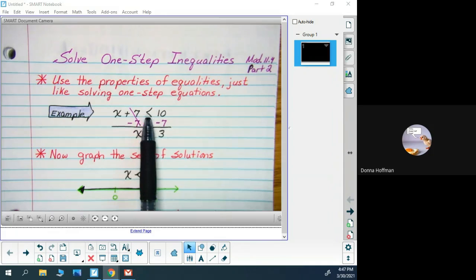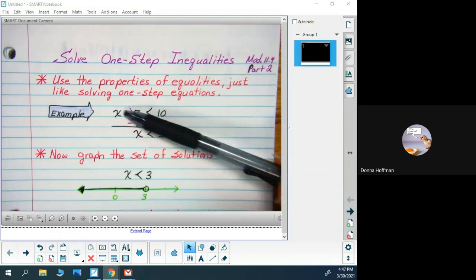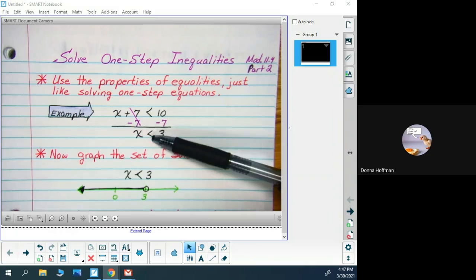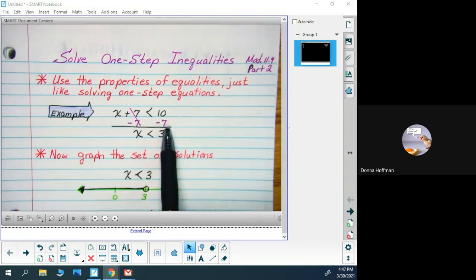The only difference is this is not an equal sign, okay? You just bring this sign down. That's all you do. You minus 7 from both sides, that 7 goes away just like it did with the equations, because a positive 7 and a negative 7 take you to 0, leaving x by itself. Bring your less than sign down. 10 minus 7 is 3. So what you're going to graph now is your set of solutions. X are all numbers smaller than 3. So you're going to graph that set of solutions.